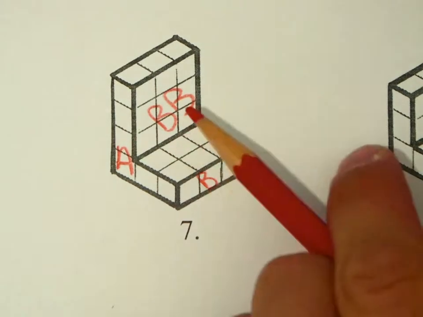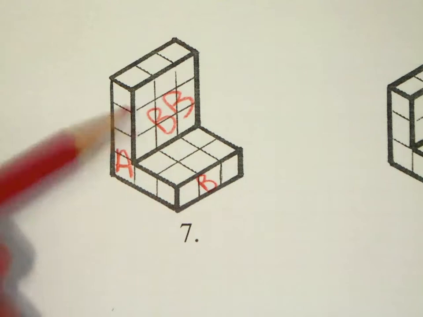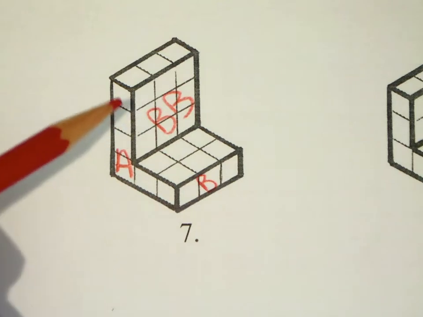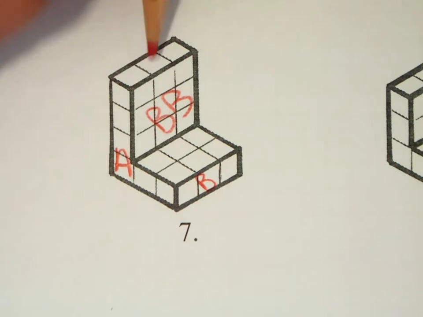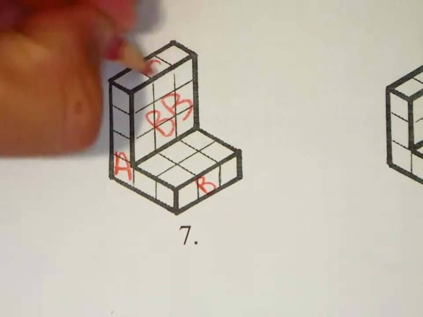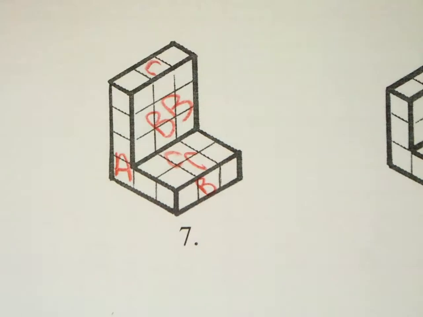It's important to remember to rotate back to the front before you go to the top view. So from looking at the front, I'll rotate up to the top view and look down, identifying planes C and CC.